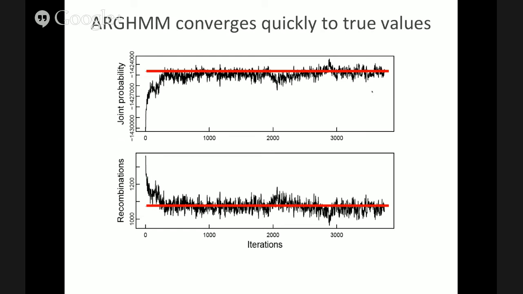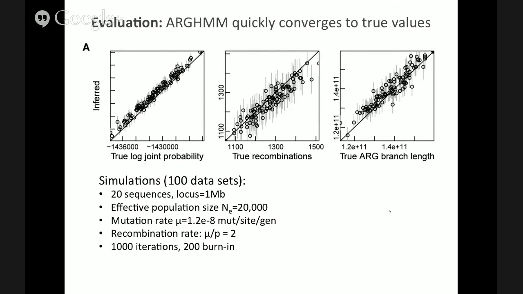And we find that if you run it for enough iterations, various statistics like the joint probability or number of recombinations eventually converge to the true answer. So this is on a simulation. We did a lot of validation of this inference algorithm for lots of different summary statistics. Can you recover the true number of recombinations? Can you recover the overall branch length of the ARG? And we tried this for a whole bunch of different parameter settings.